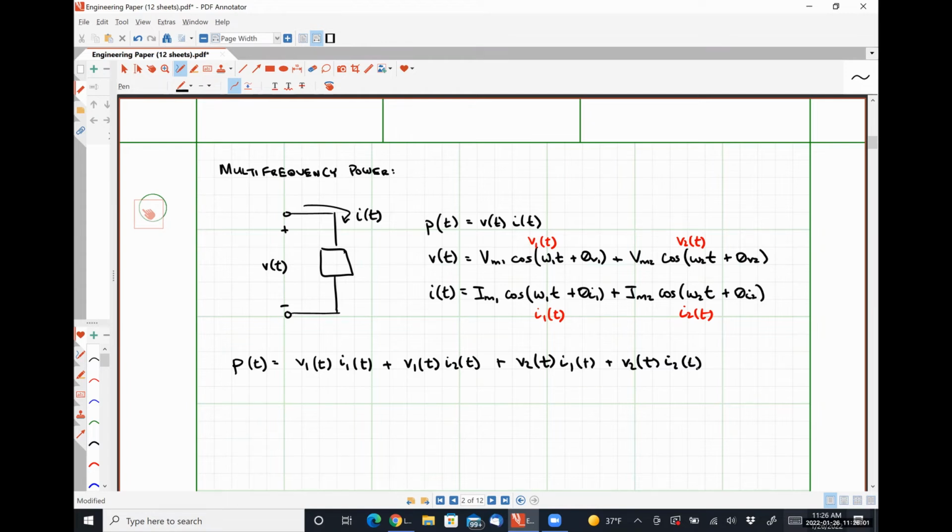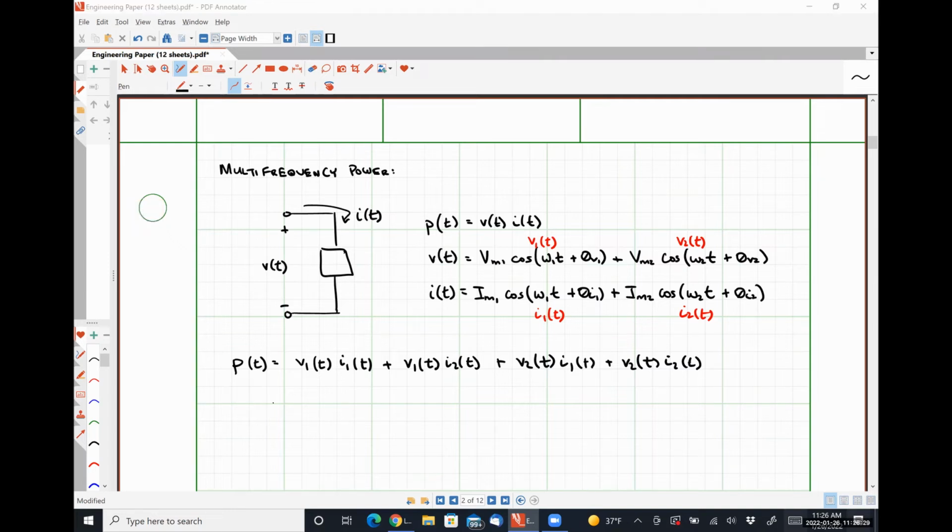And I'm going to be using that trig identity that we introduced a couple of minutes ago. Cosine angle 1 times cosine angle 2 is equal to 1/2 cosine angle 1 minus angle 2 plus 1/2 cosine angle 1 plus angle 2. Looks like 4 times here. So it's going to get ugly, but like I said, we're going to be able to reduce a couple of things.